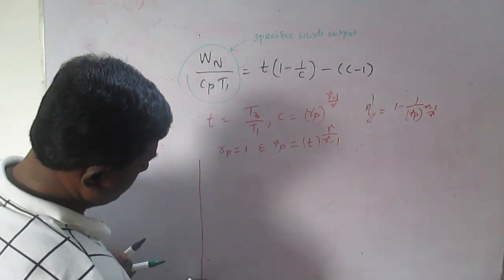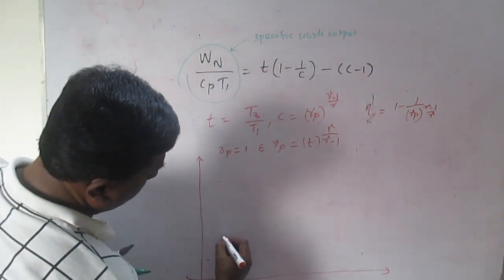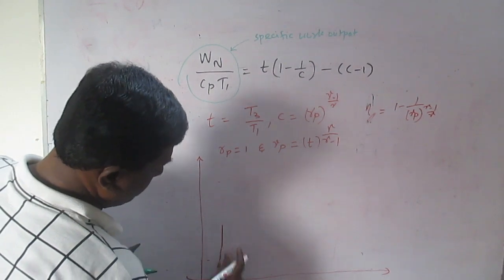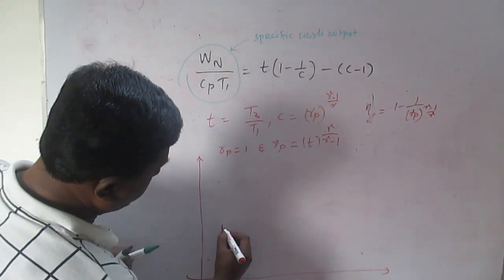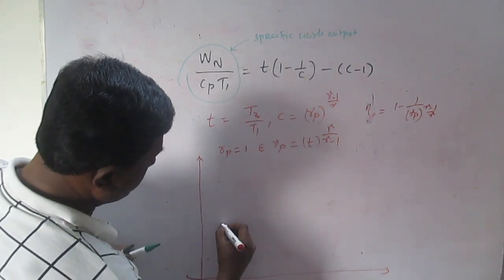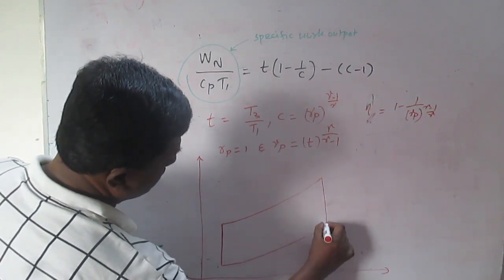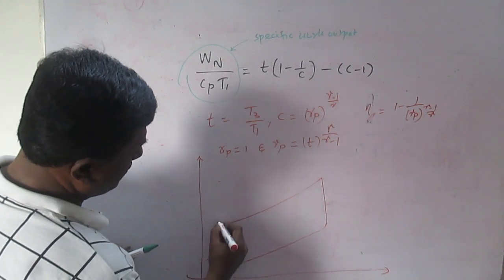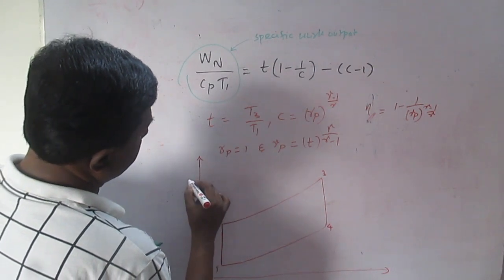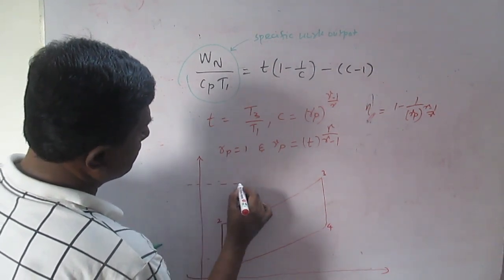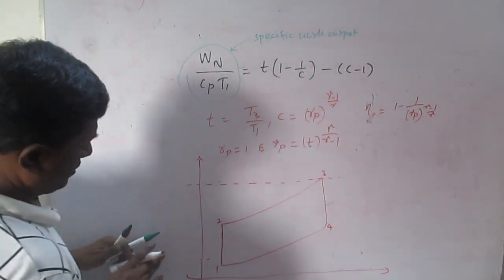This is the curve, a TS curve. We all know the TS cycle for the normal gas turbine cycle is something like this. This is 1, 2, 3 and 4. Now, this is nothing but the TS curve.